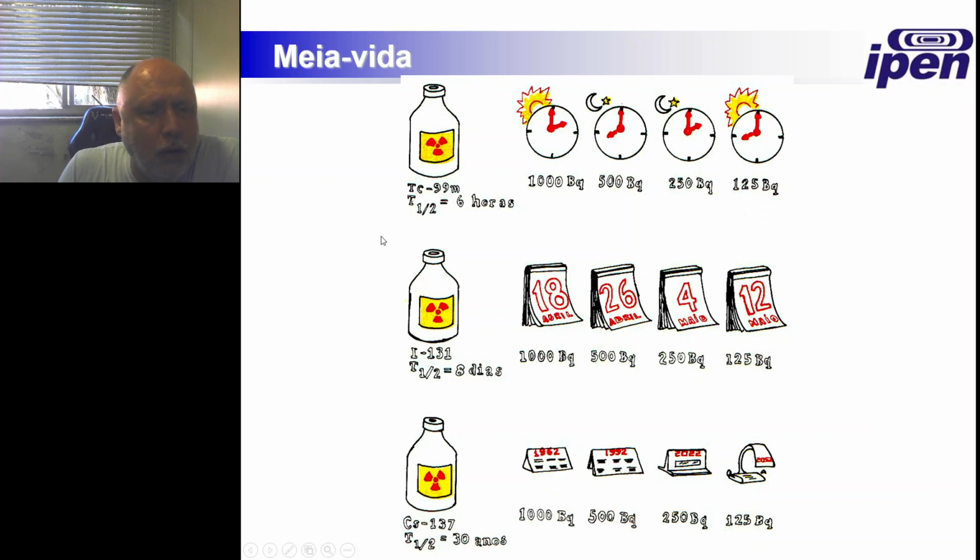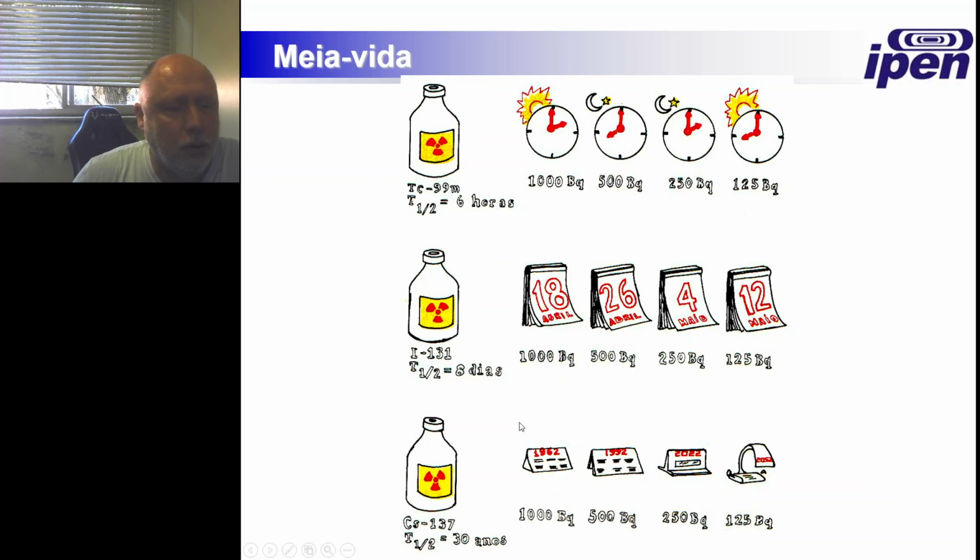If we talk iodine 131, it's a bit different. On April 12th you have 1,000 becquerels. Here it took 1 day for it to become 1/8 of what it was. For iodine it will take 8 days for it to become half, another 8 days for it to become 1/4, and another 8 days for it to become 1/8 of what it was, so almost 1 month.